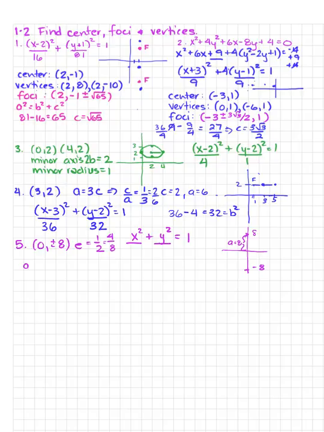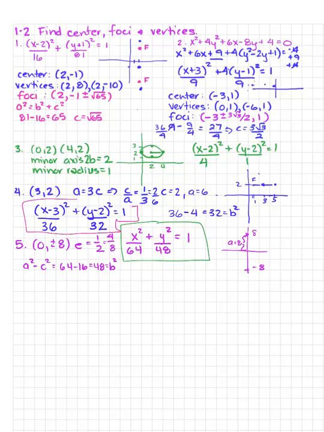So to find our b, a squared minus c squared is going to be 64 minus 16, which I believe is 48. That will equal b squared. So 64 will go here, and 48 will go here, and that is the answer for that one. I should probably circle these so you can find them. I'm trying to save some space here. I know it's a little bit messy.